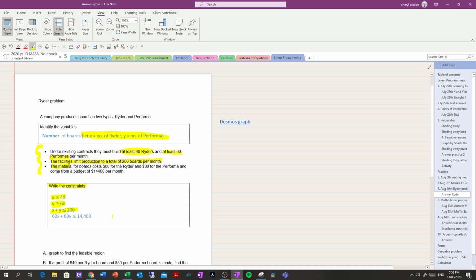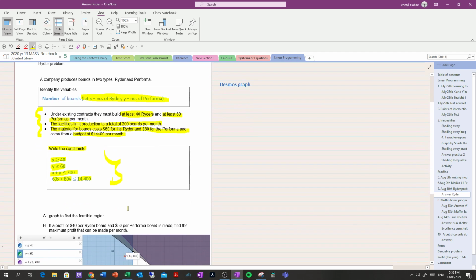And the last constraint is the materials. It costs $60 in materials for the rider board and $80 for the performa board, and they have a budget of $14,400, so they can't exceed that. So that's 60X plus 80Y as the material costs, and that has to be less than or equal to 14,400. So those are our four constraints in this situation.